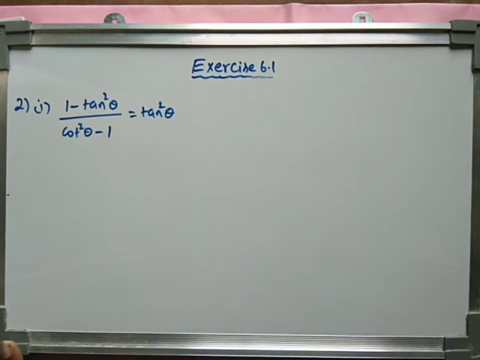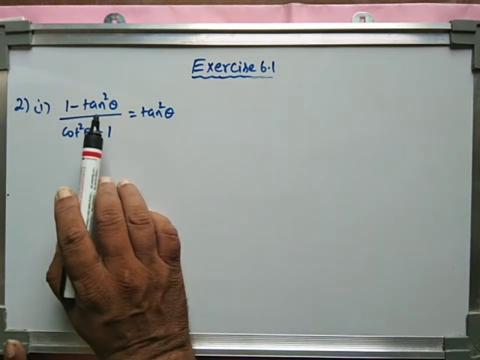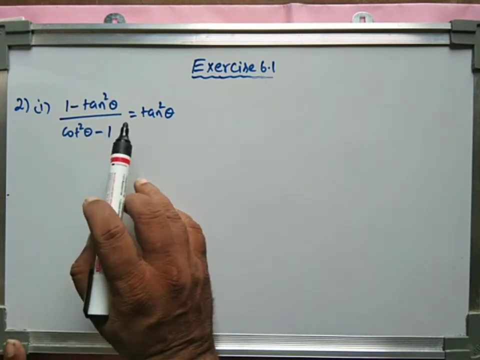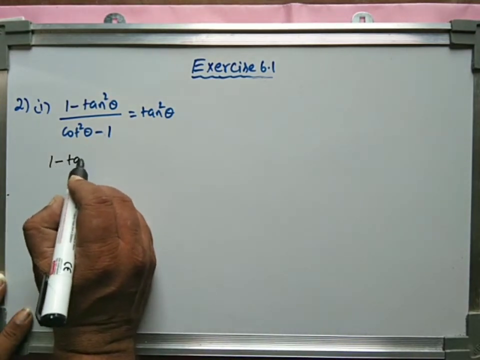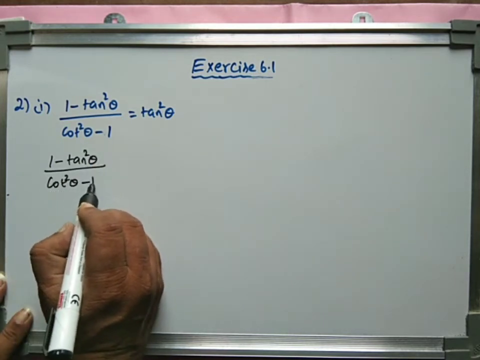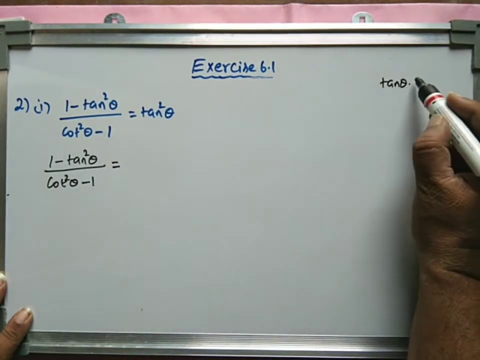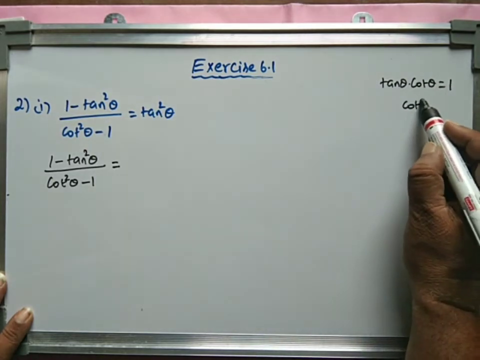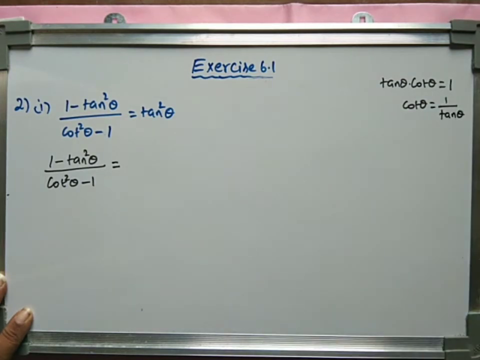Now we move on to problem number 2. First of all, prove that 1 minus tan square theta by cot square theta minus 1 equals tan square theta. Okay, we start with the LHS. 1 minus tan square theta by cot square theta minus 1 equals. Now we all know that tan theta into cot theta equals 1. Therefore for cot theta we can substitute 1 by tan theta.